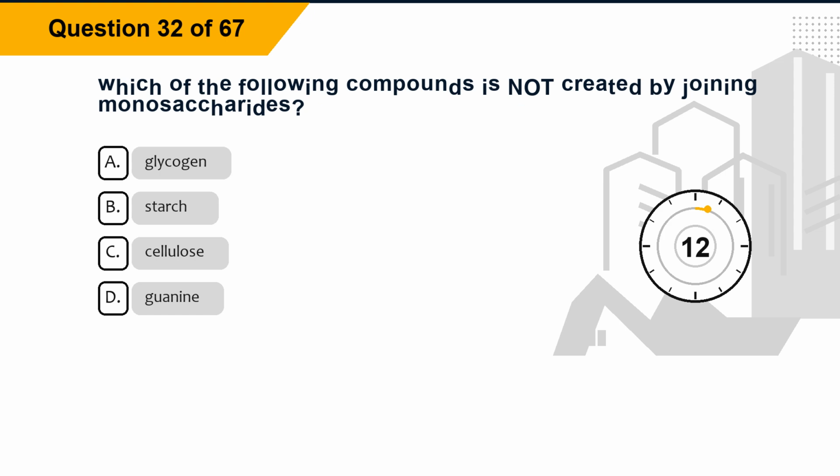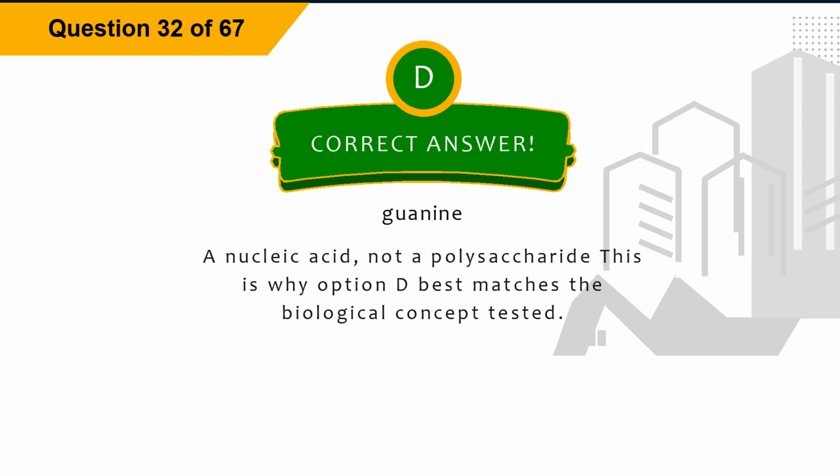Question 32. Which of the following compounds is not created by joining monosaccharides? Option A, glycogen. Option B, starch. Option C, cellulose. Option D, guanine. The correct answer is option D, guanine. Explanation. A nucleic acid, not a polysaccharide. This is why option D best matches the biological concept tested.